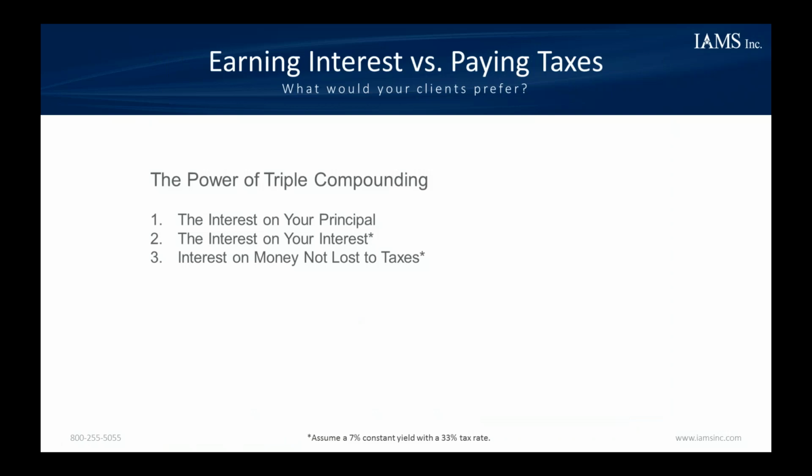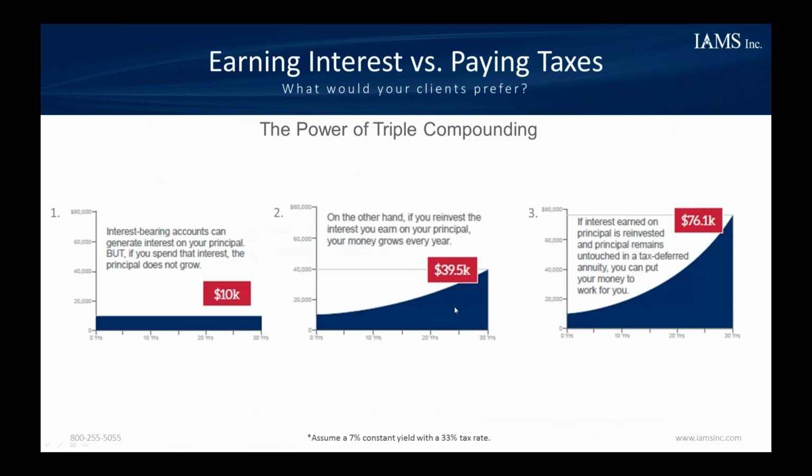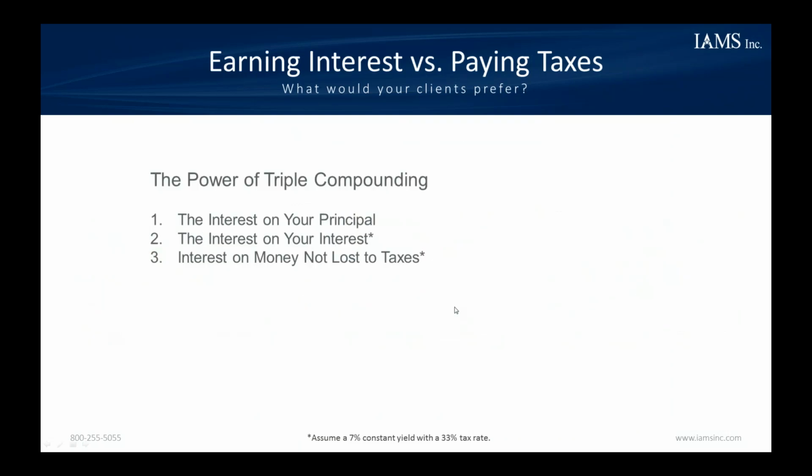What would your clients prefer here? So there's some options here for individuals. We know they have lots of choices. So let's talk about the interest on your principal, the interest on your interest, and the interest on money not lost to taxes. That's the power of triple compounding.